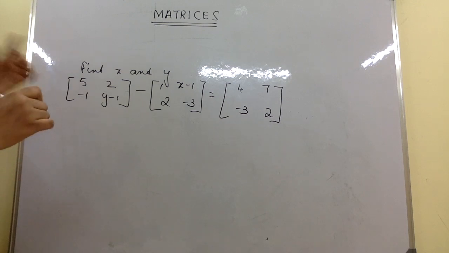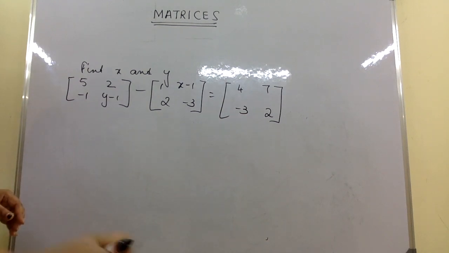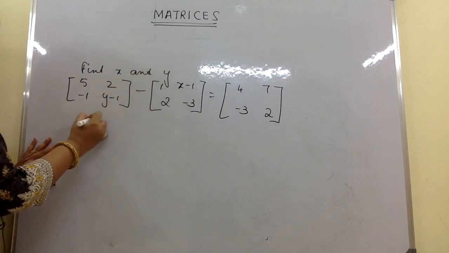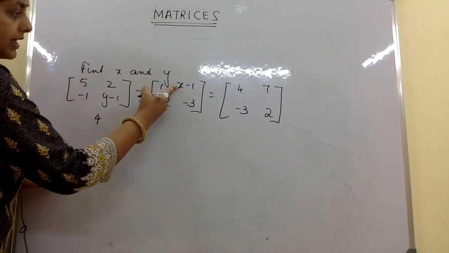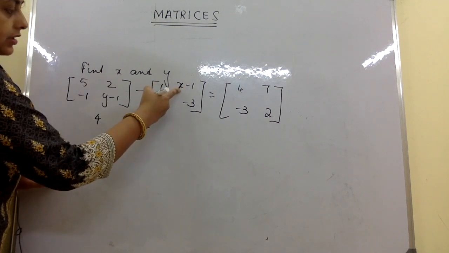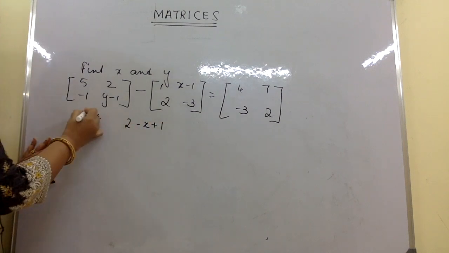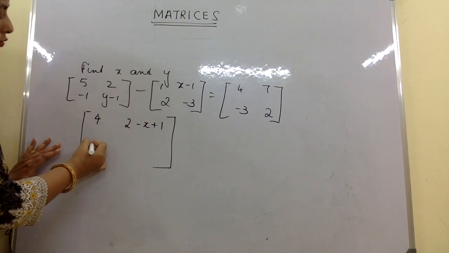Now they have told find x and y. You have to go a little slow in these. Don't speed up too much in this type of sum. So 5 minus 1 and I write a 4. 2, if required, write the expression. Minus x. See, I am changing the sign of this because of this minus sign. Plus 1. That is becoming my second element. Please write down in the matrix form. Minus 1 minus 2. That's a minus 3.